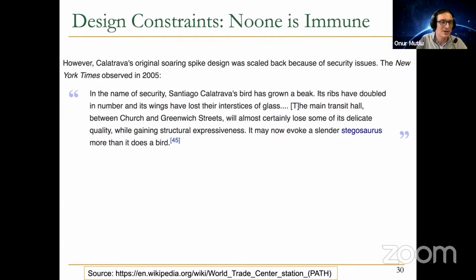And these design constraints happen in computer architecture. They happen in building architecture. They happen in all sorts of engineering for sure.